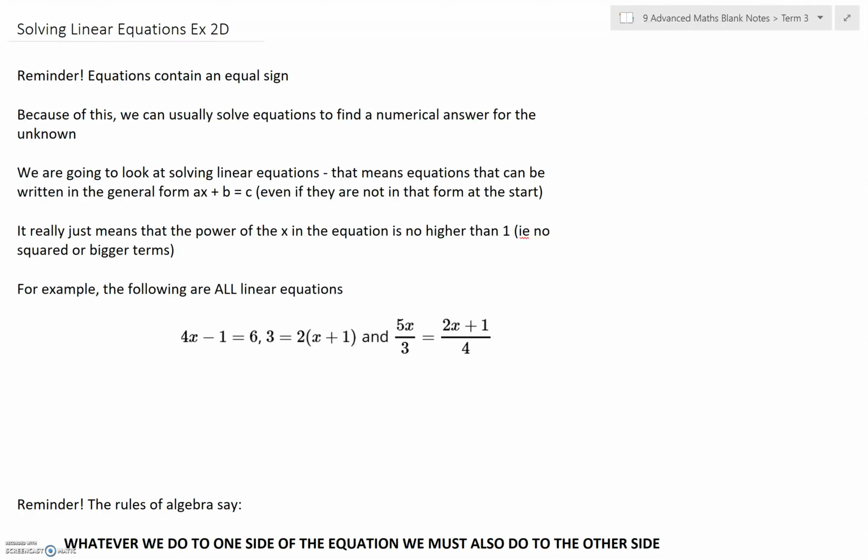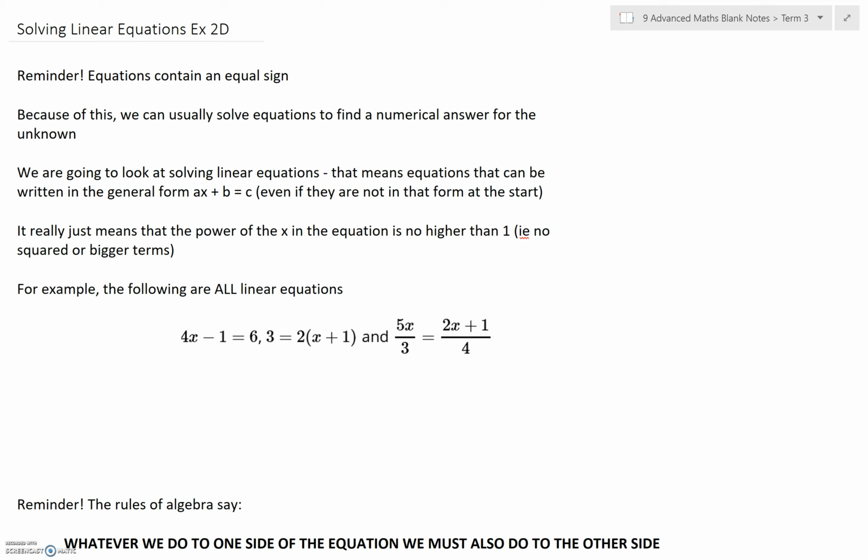So what we're going to do this lesson is look at solving linear equations. And a linear equation is the type of equation that can be written in the general form, ax plus b equals c. Basically, that just means that it's an equation that has no squared terms or higher than that, no cubed terms or anything else. There's one unknown and its power is no higher than 1.